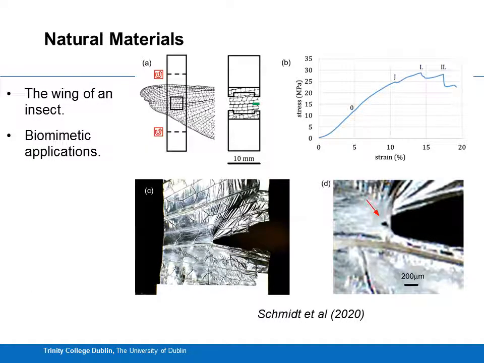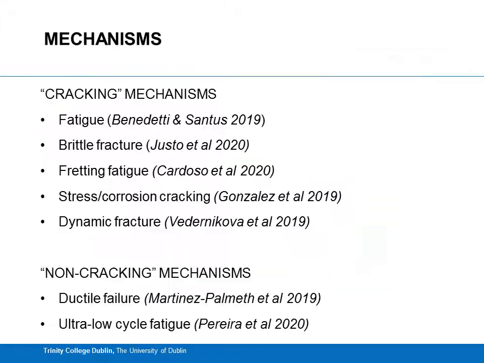A final example, and even more strange I think, some work from my own laboratory, and Jonas Schmidt will be presenting on this, and it's one of several natural materials which we've tested, this being the wing of an insect. So I won't say any more about that as Jonas will talk about it, but there are potential biomimetic applications in understanding how these natural materials achieve their toughnesses, and the TCD analysis is a useful approach there too.